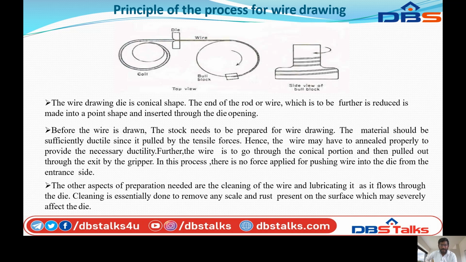The other aspects of preparation needed are cleaning of the wire and lubricating it as it flows through the die. Cleaning is essentially done to remove any scale and rust present on the surface, which may severely affect the dies.